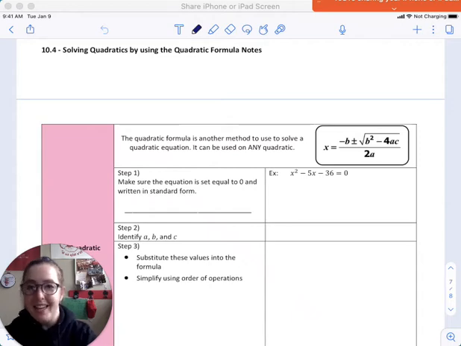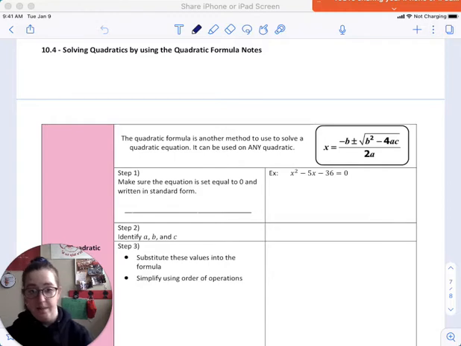Hey guys, today we're going to talk about the quadratic formula. The nice part about the quadratic formula is that it works on any quadratic. Even if you can't factor that quadratic, you can still find out what x is equal to. The downside of this method is that it has a lot of arithmetic in it. Add, subtract, multiply, divide, things like that.